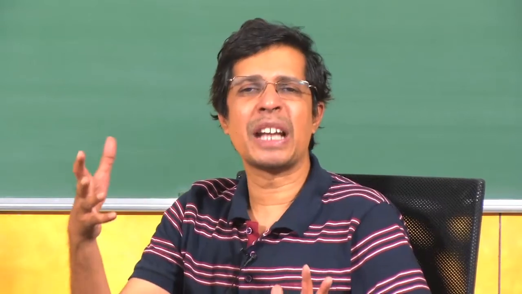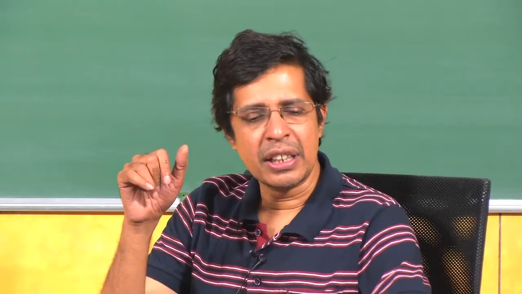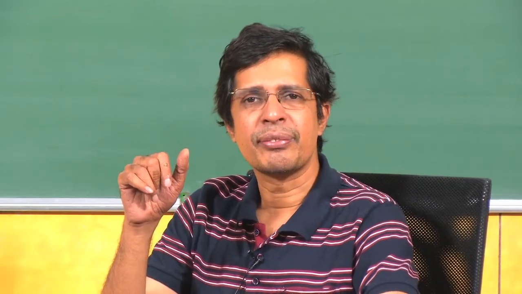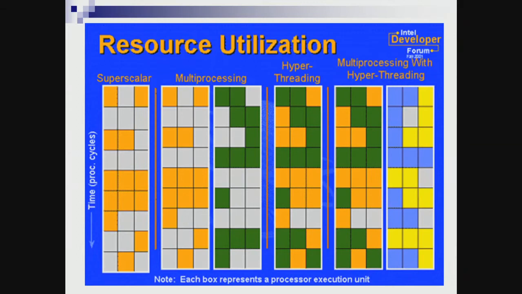Not every program will do every type of computation. There will be some programs which will do integer, there will be some programs which will be doing floating point. So if I have one processor execution resource which has both integer and floating point, I could run multiple processes at the same time. This is the biggest motivation for people to start looking at hyper-threading and multi-threading.